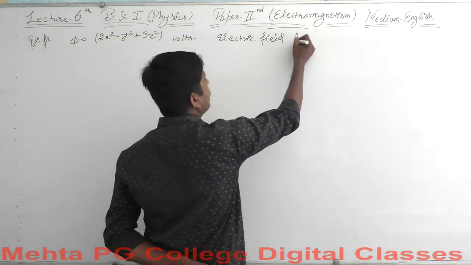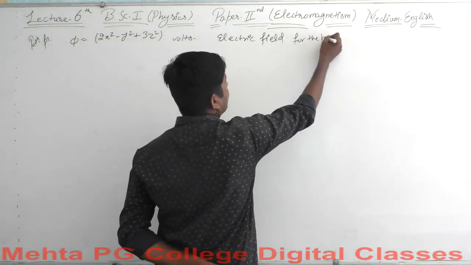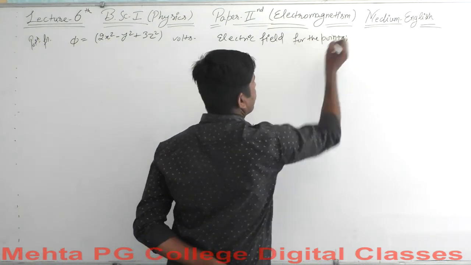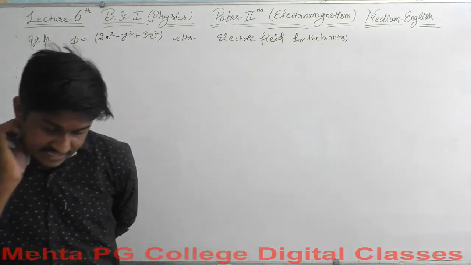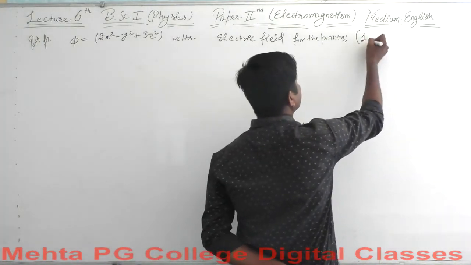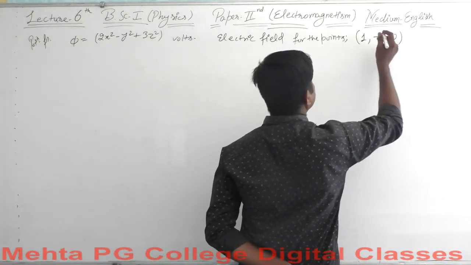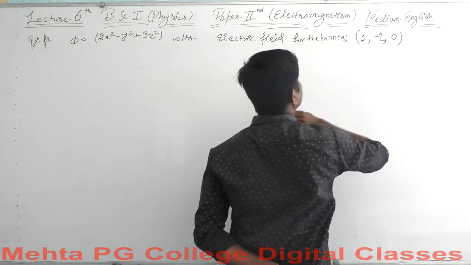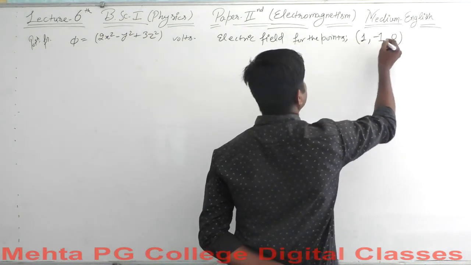Electric field for the points. The points are 1, minus 1 and 0. So, these are the points for which we are supposed to calculate our potential.